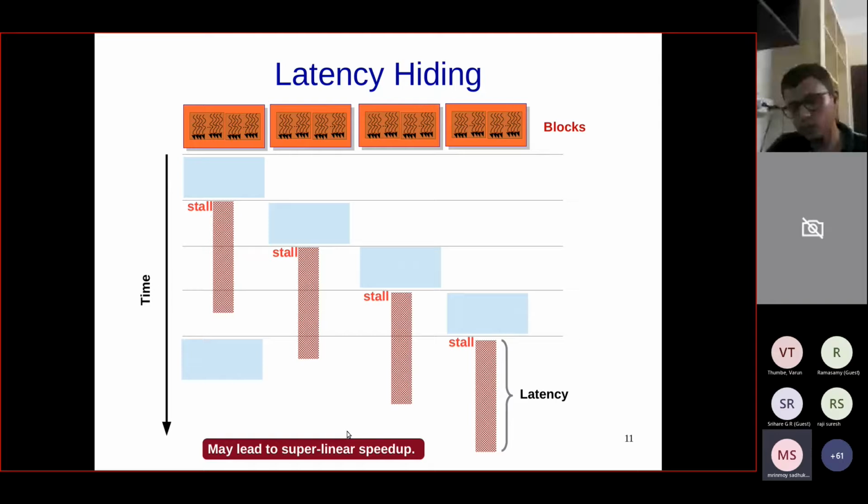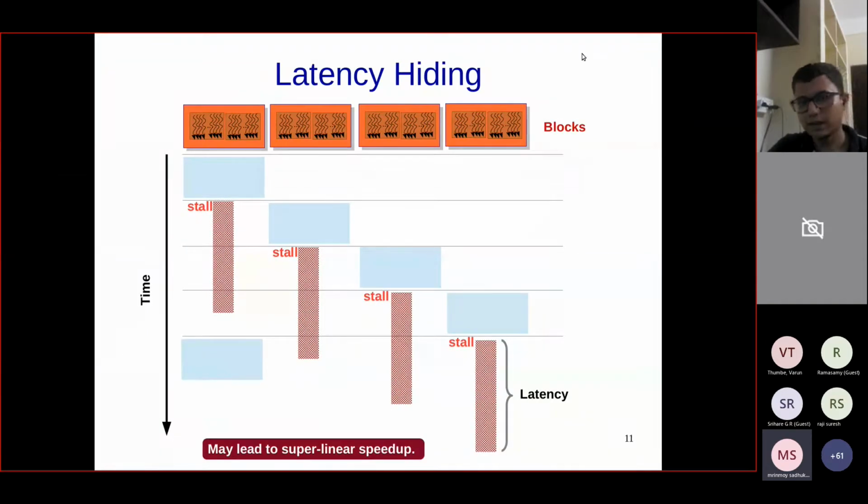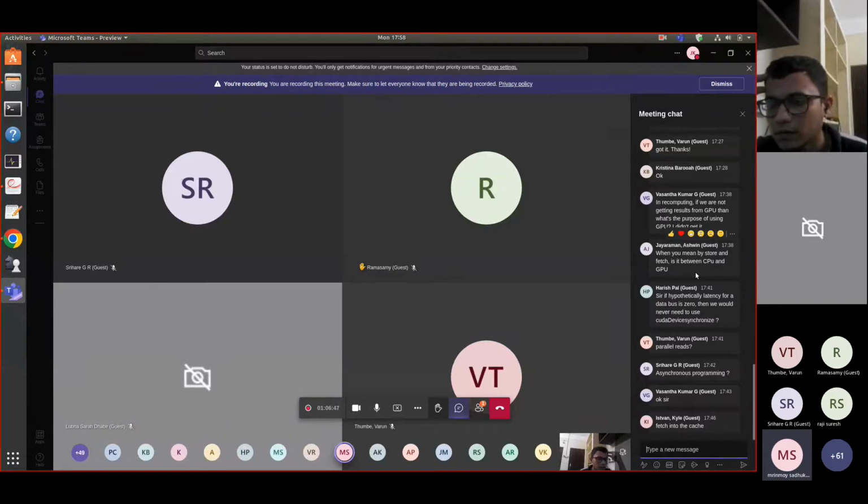Does anyone know what this superlinear speedup is? Okay, I repeat, does anyone know what superlinear speedup is? But first of all, do you have any questions on this slide? Something that you didn't understand from what I tried to explain. Just quickly go back to. I guess there are no questions.